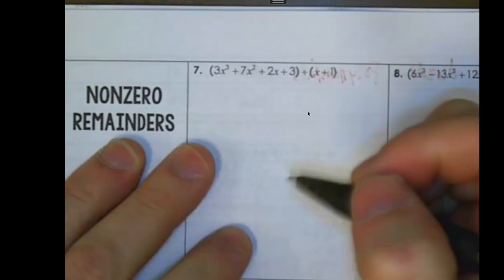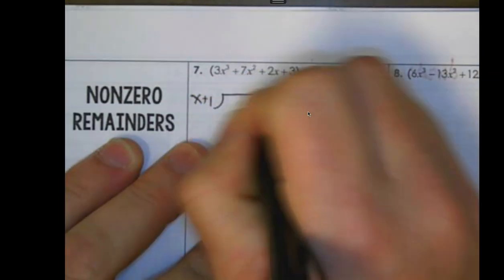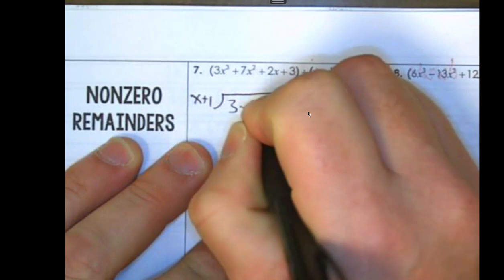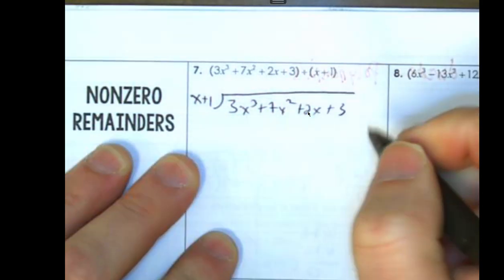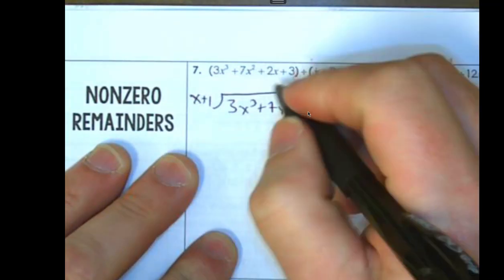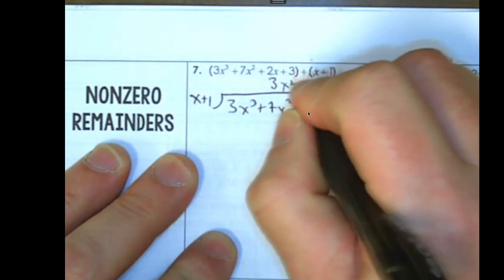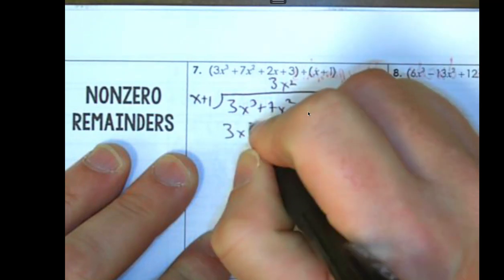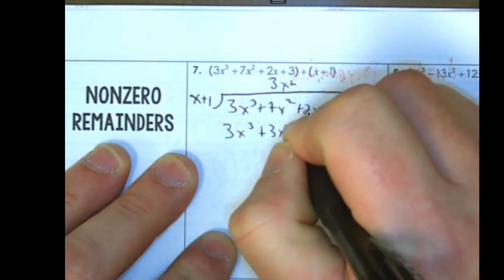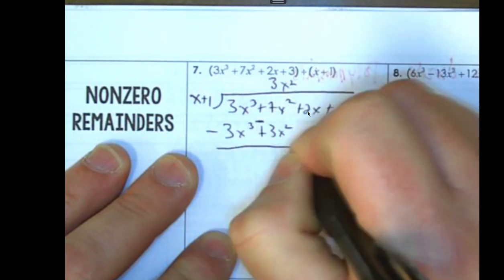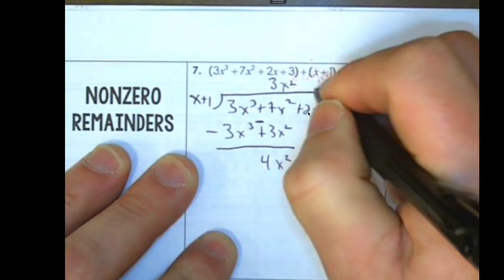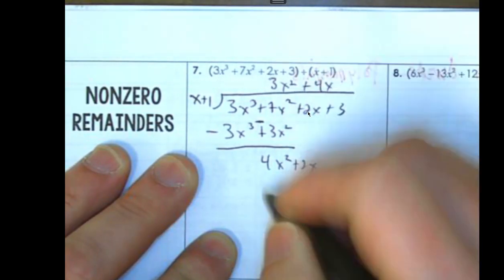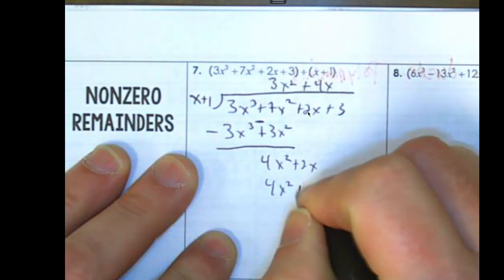Okay, number 7, you're just going to go, x plus 1 going into 3x cubed plus 7x squared plus 2x plus 3. So I'm going to say I have to multiply that by 3x squared to make it happen. So that's 3x cubed plus 3x squared. You change the signs, and that's 0. That's going to give me a 4x squared. I bring down the 2x, and I'm going to go plus 4x here. So then I get 4x squared plus 4x.